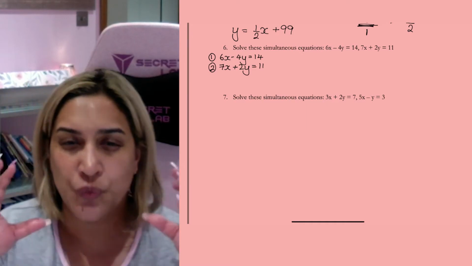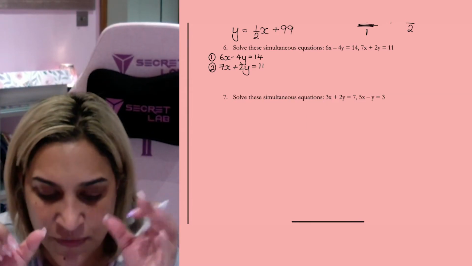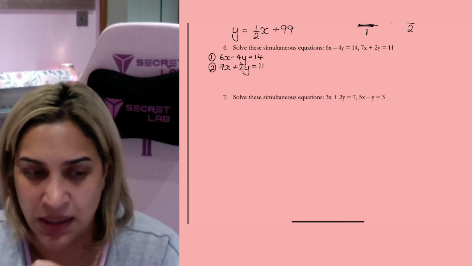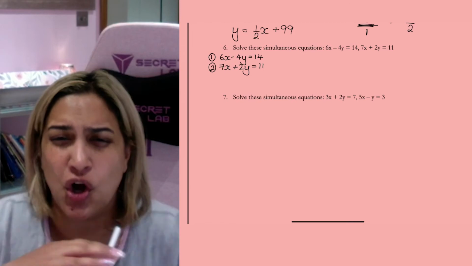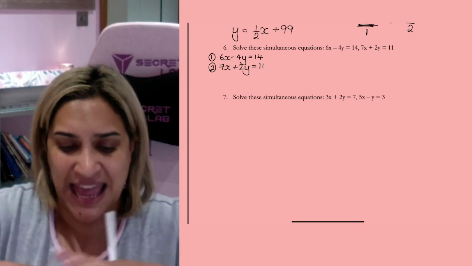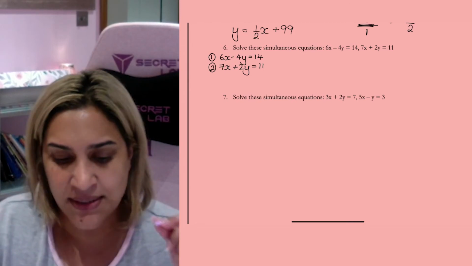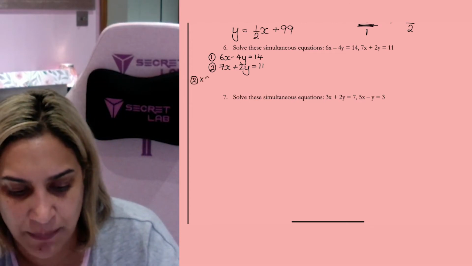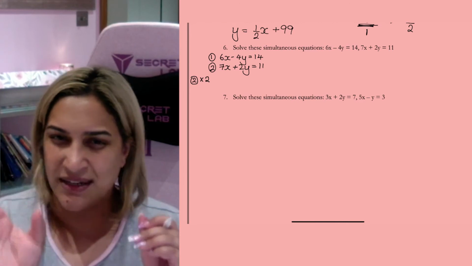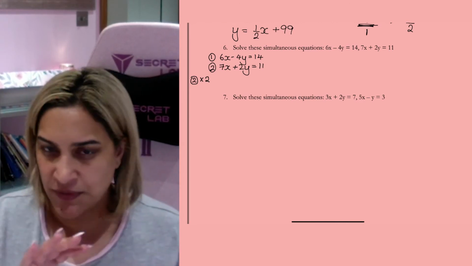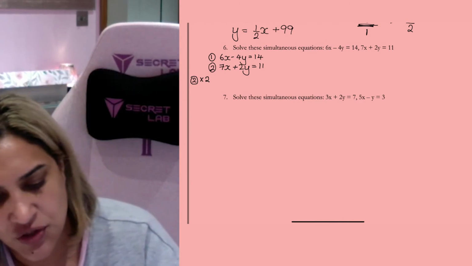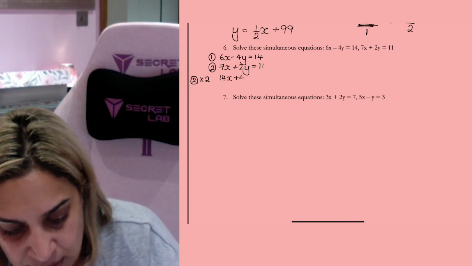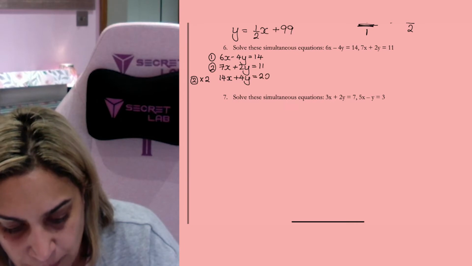Now these are your rules. First of all, you want to make either the x's or the y's the same, but you can't add and subtract. You can only multiply everything by something. So in this case, we're going to take the second one and multiply it by 2, because I want to try to get the y's the same. Ignore the signs for the moment. We want to make the y's the same. So my new 2 becomes 14x plus 4y equals 22.